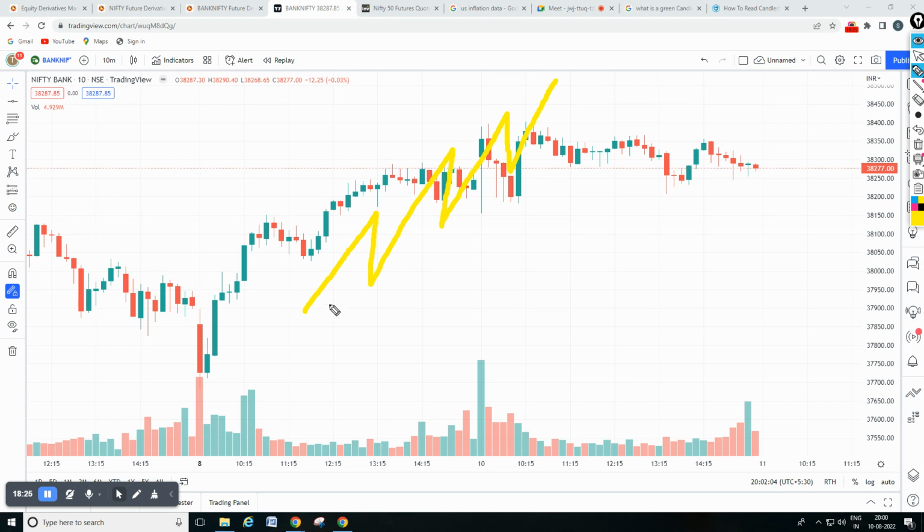Okay, sir. This drawing, you can see the yellow color drawing, it is visible, na? Rakesh, it is visible, na? Okay, so why is this so, sir?